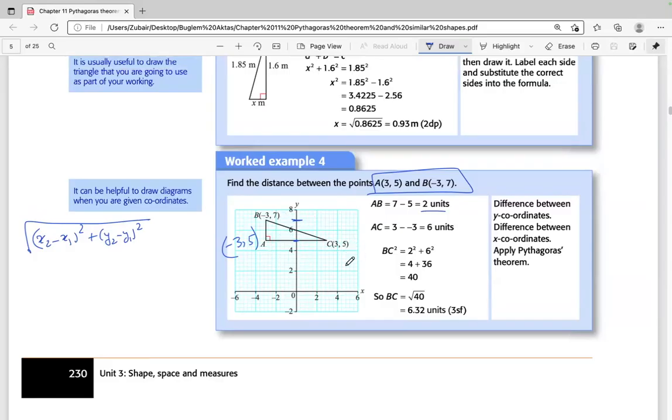AC again is perfectly horizontal. It starts from minus 3 and ends at positive 3. So 3 and 3 is 6. Greater value subtracted by the lesser value, you get 6 units. And BC, now we can apply Pythagoras theorem on 2 and 6.